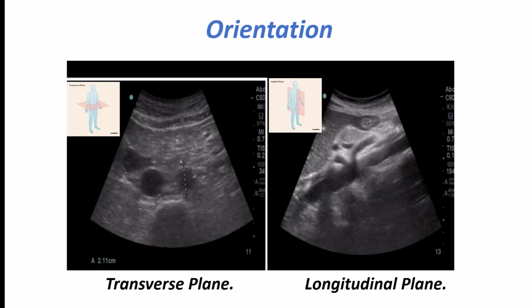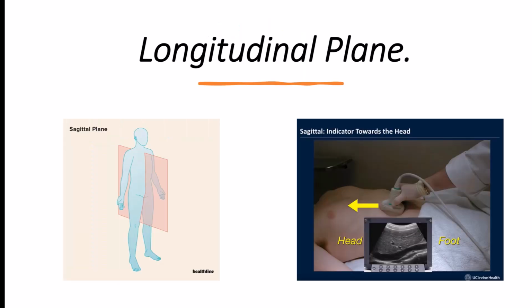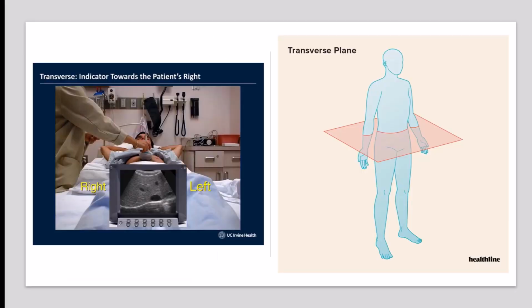Understanding the relationship between the patient, transducer, and the anatomy is crucial in taking orientation and looking at the ultrasound screen. Here we can take a look at the longitudinal plane. Notice that the sagittal indicator is toward the patient's head. Here we can see that the transducer has been turned so that the indicator is towards the patient's right, and this will produce a transverse plane.